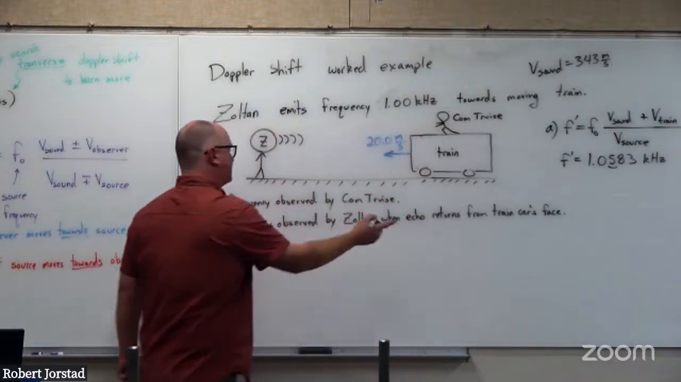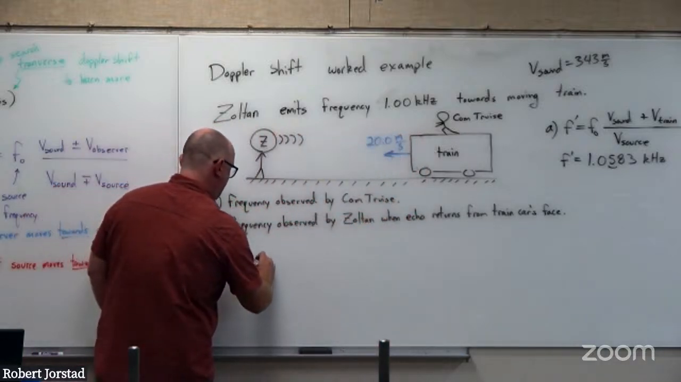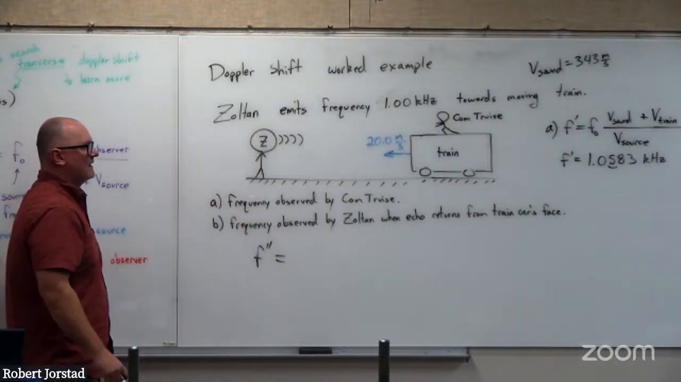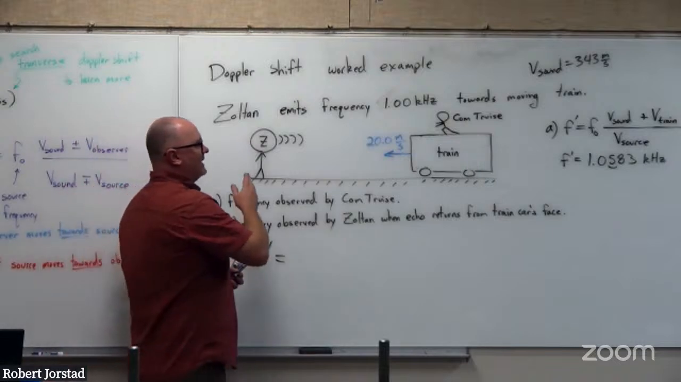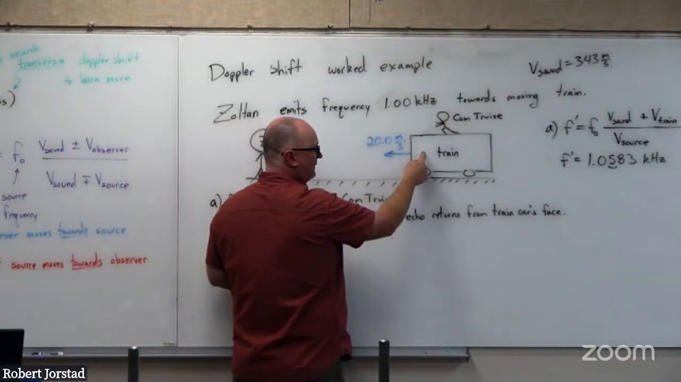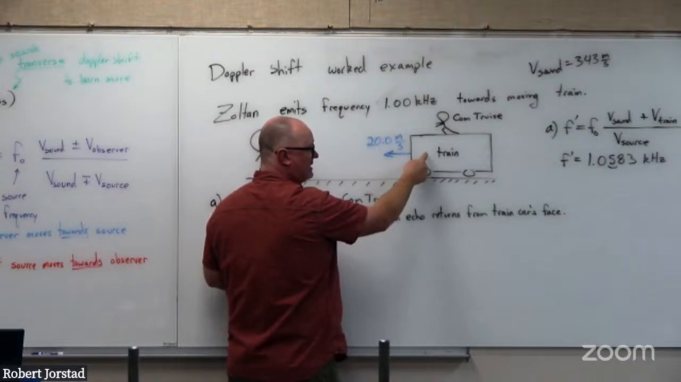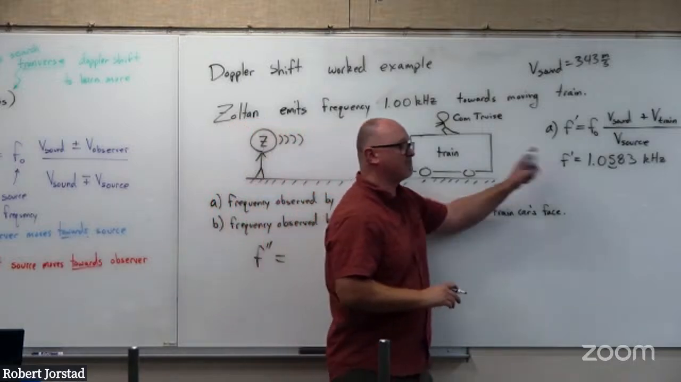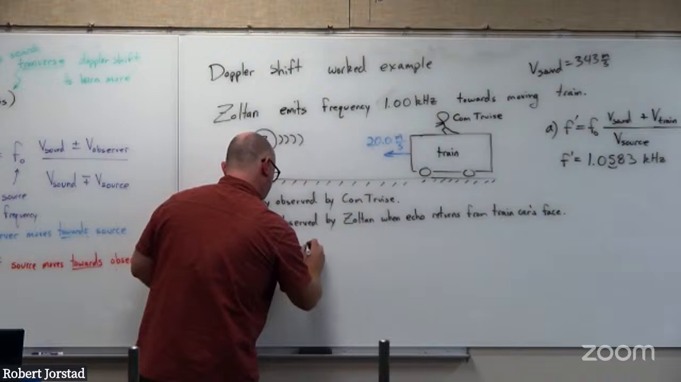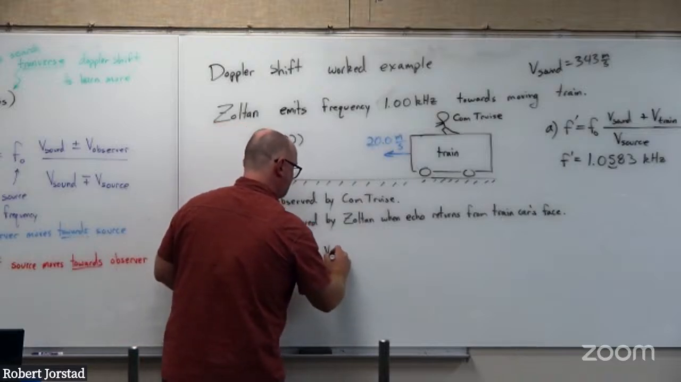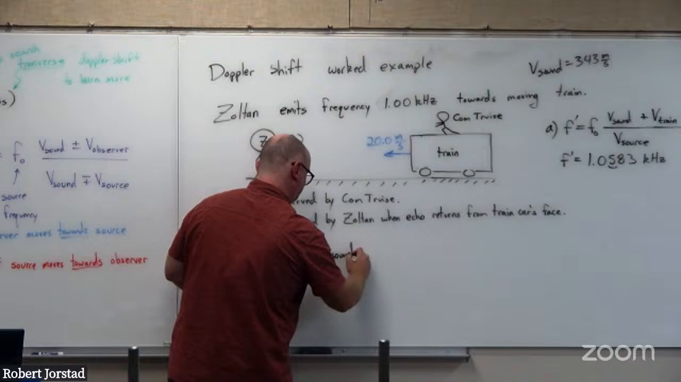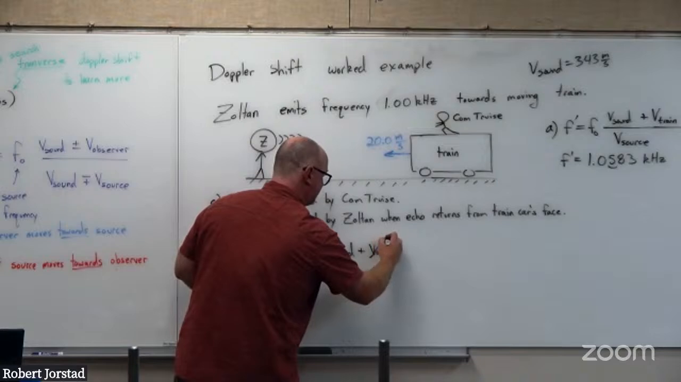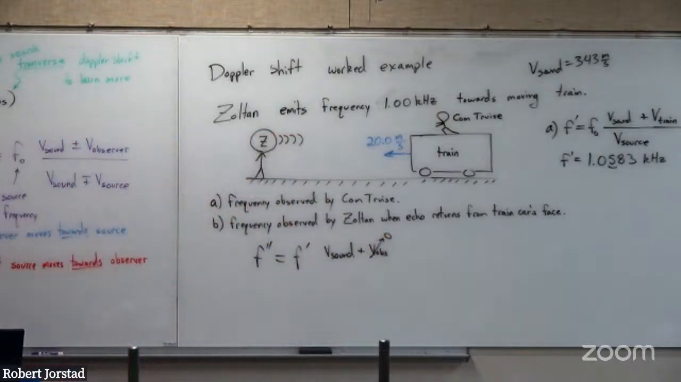So part B is the interesting one. f double prime is the frequency that Zoltan will hear. Now, here's what's weird. The echo is now being reflected by this source. So the train becomes the source and it's moving, and the frequency that gets shifted is f prime. So that's going to be f prime times V sound plus V observer, which is 0, because Zoltan's the observer of the echo.